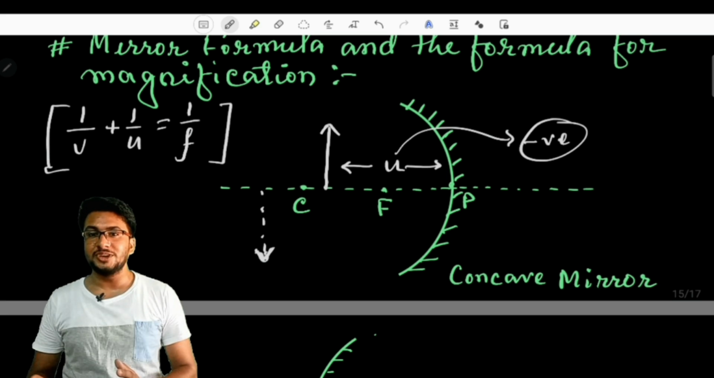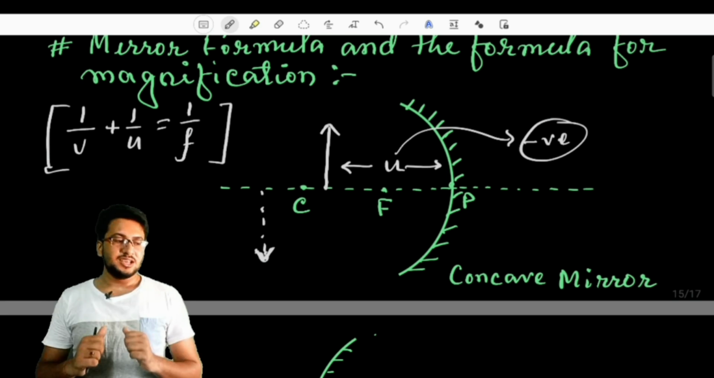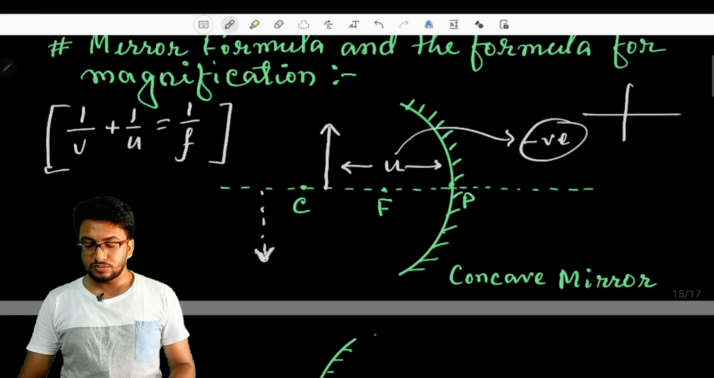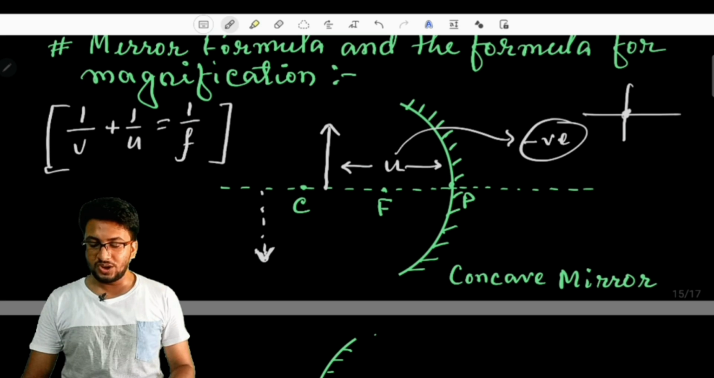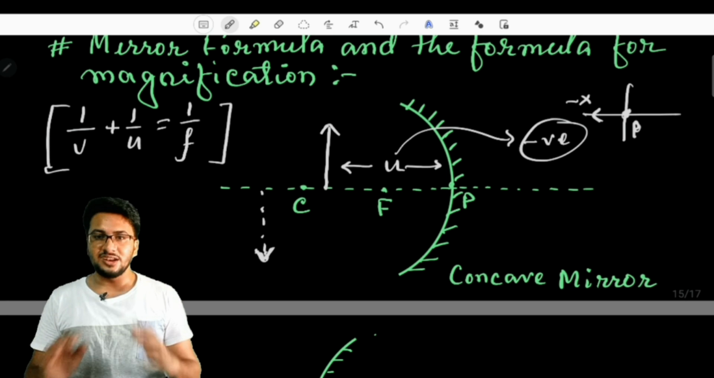As per the sign convention, all the distances measured from the pole on the left hand side of us are always measured as negative. Because if we consider the Cartesian coordinate system and treat the pole as the origin, then we are measuring a distance on our left hand side. That means we are following the minus x axis, so our distances will be considered negative.